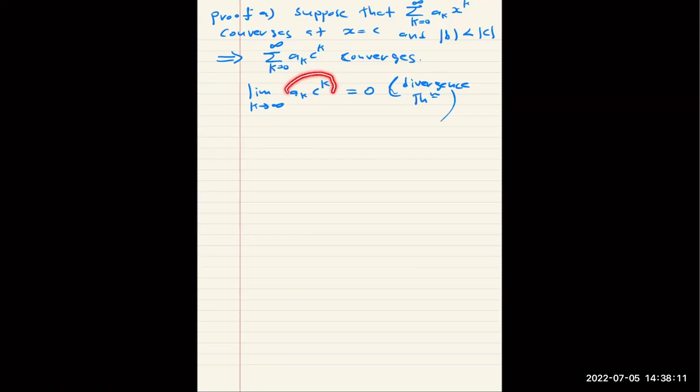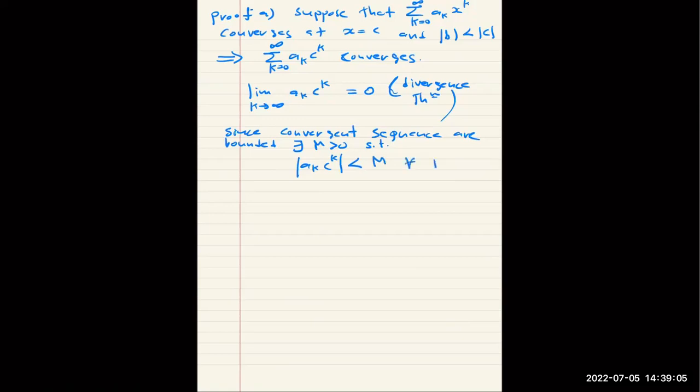All right, now notice that this particular sequence, a_k times c to the power k, converges to zero. That means this sequence has to be bounded, right? We know that all convergent sequences are bounded. Since convergent sequences are bounded, there exists a big M greater than 0 such that the absolute value of a_k times c to the power k is always less than that large number M for all k greater than or equal to 0. That's the definition of a sequence being bounded.